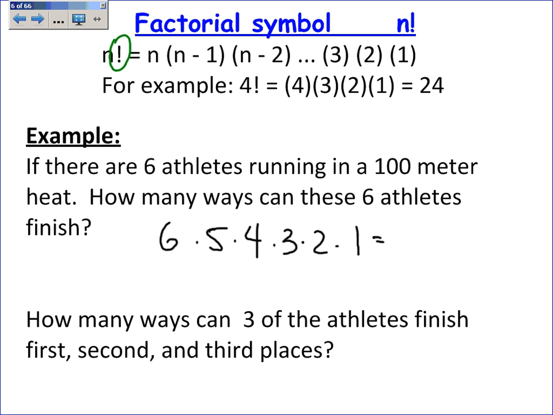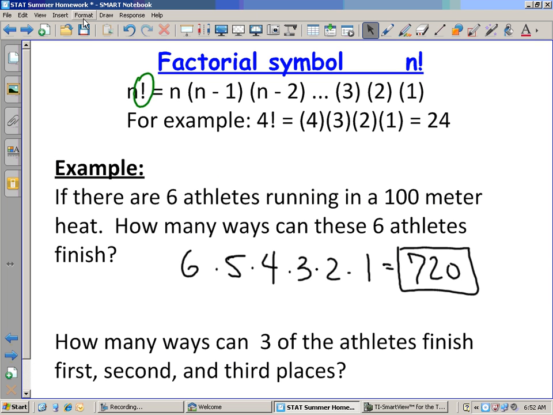So if 6 times 5 times 4 times 3 times 2 times 1 is 720. How many ways can 3 of the athletes finish first, second, and third places? Now, before I get into that second part, let me show you on your calculator, there's a factorial button if that ever comes in useful to you.